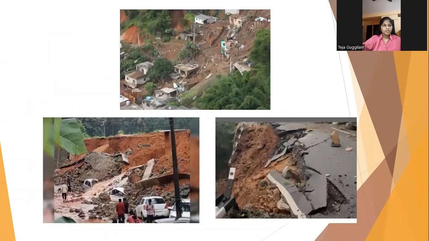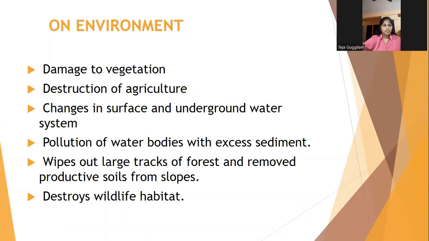The implications of a landslide on the environment. One is damage to vegetation. We lose a lot of vegetation in the forests and land. The next one is destruction of agriculture. Whenever a landslide happens, we lose the agricultural land and the productive soils there. It also causes changes in the surface and underground water system, and it pollutes water with extensive sediments. Whenever a landslide happens, it wipes out large tracts of forest and removes the productive soils and slopes.